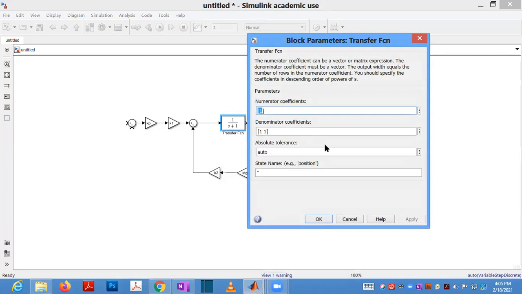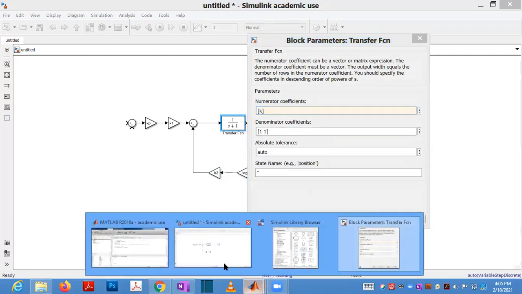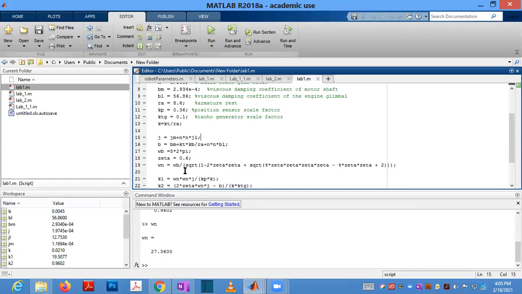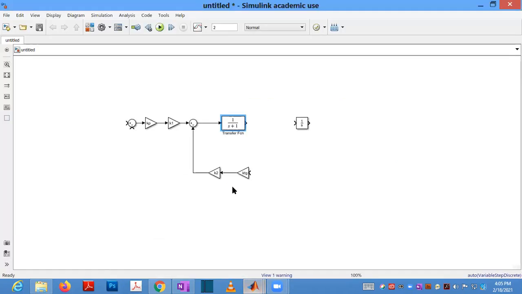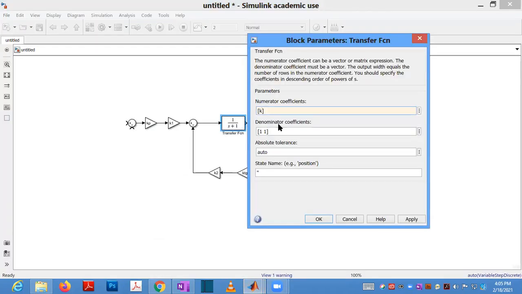Here it is capital K. So if you are entering capital K, you have to use capital K. If you are entering small k, I enter this K, small k only. KT by RA is small k. And small j and small b.